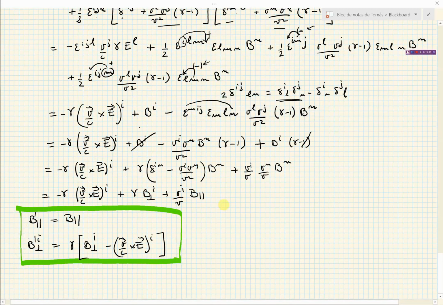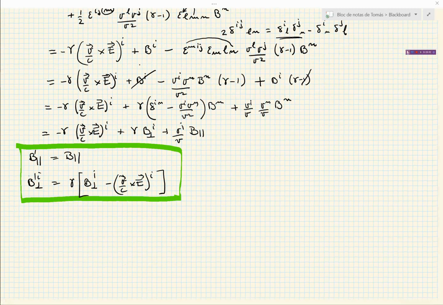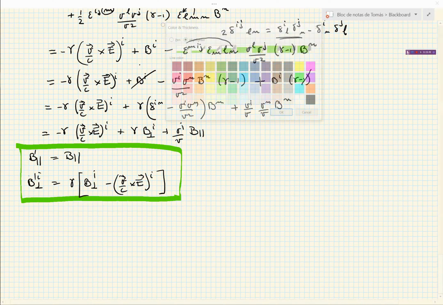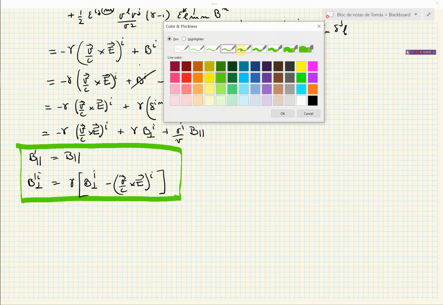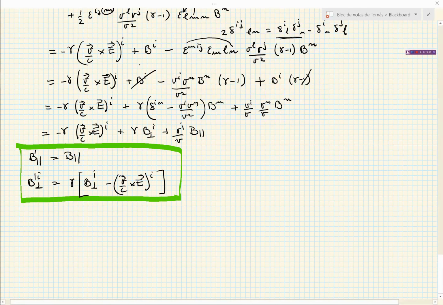Now, just as a comment, notice that these transformation laws are the same that I would obtain if I interchange the electric and magnetic fields in this particular way. So E goes to B everywhere, and B goes to minus E. Okay, this is electric-magnetic duality. It is the simplest example of electric-magnetic duality.